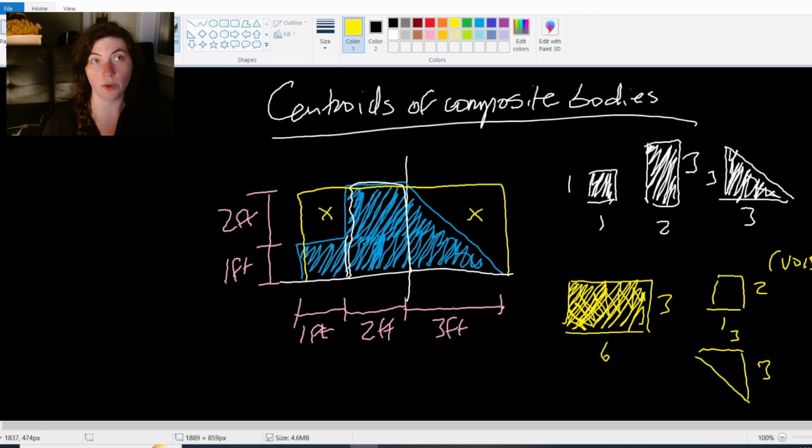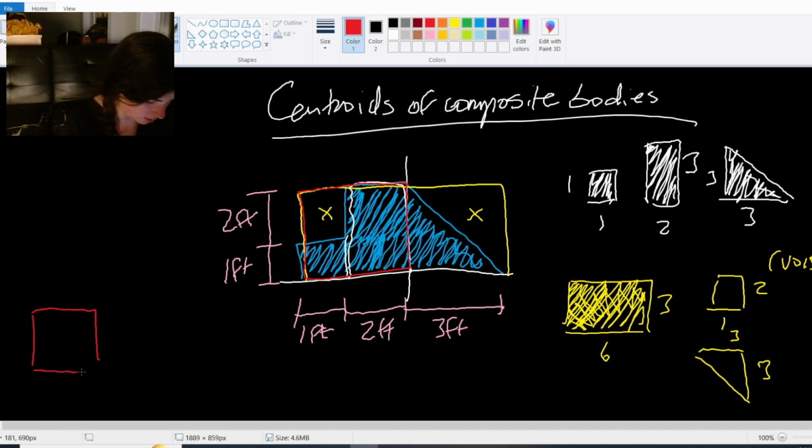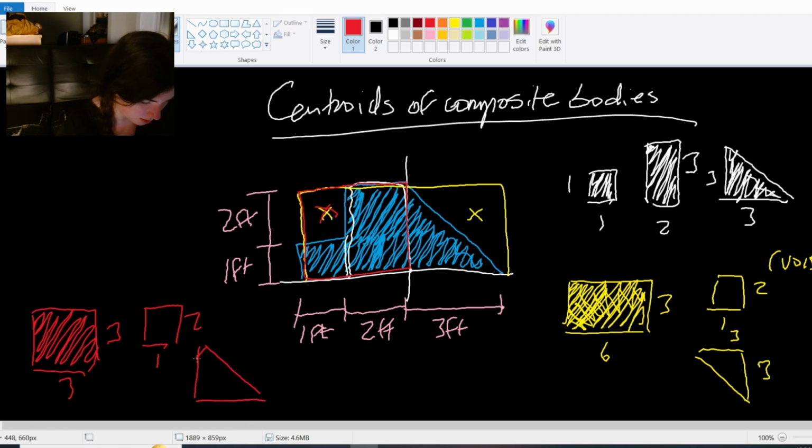But this isn't the only way you can use voids in this. You could also combine those ideas. So I could say, maybe I want to do this entire 3 by 3 square as a whole, and just subtract out this part. Right, so still leaving that 2 by 1 as a void, but now instead adding my triangle.